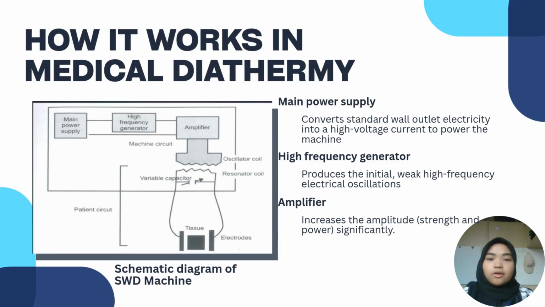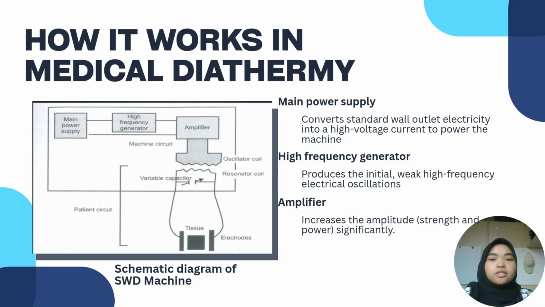Let me introduce the parts of a shortwave diathermy circuit and their functions in generating useful radio waves. From the diagram, the power supply functions to convert the standard wall outlet electricity into a high voltage current to power the machine. The electricity then flows into a high-frequency generator that produces the initial weak high-frequency electrical oscillations, typically at the standard medical frequency of 27.12 MHz.